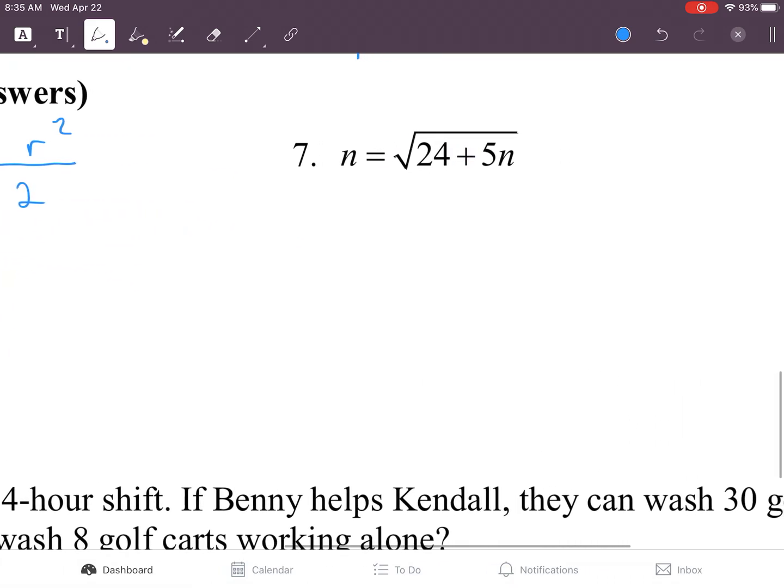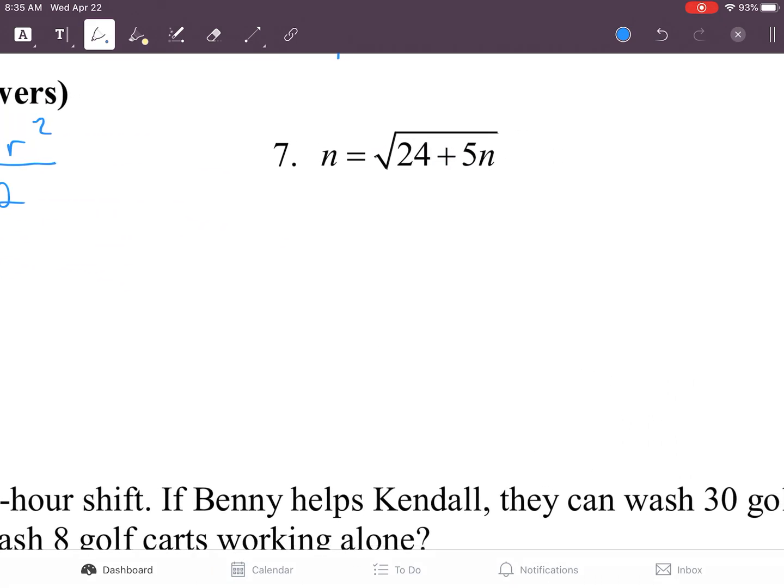Number 7. All right, in this case, we've got to square both sides to get rid of the square root sign. So we have n squared equals 24 plus 5n. Now you might think, well, I'm going to subtract the n squared, but I'm not going to do that. I want to bring the other parts to the left, because I want to keep n squared as a positive number. So I'm going to have n squared minus 5n minus 24, and then set that equal to 0.